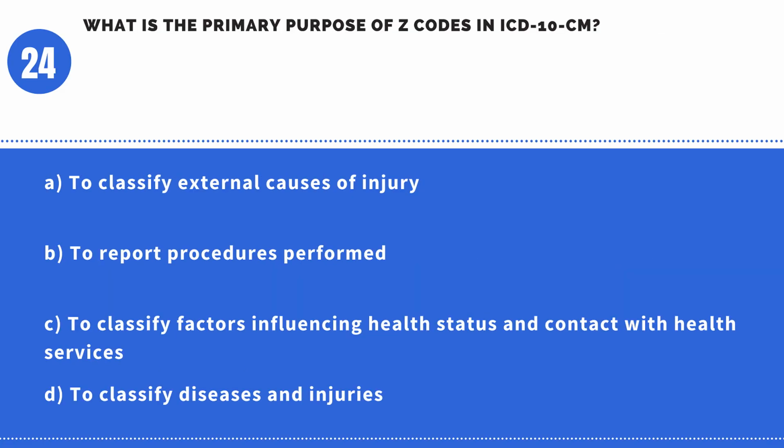Question 24. What is the primary purpose of Z codes in ICD-10-CM? A. To classify external causes of injury. B. To report procedures performed. C. To classify factors influencing health status and contact with health services. D. To classify diseases and injuries.